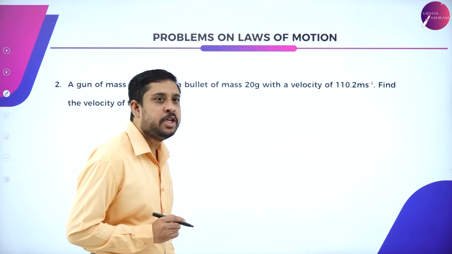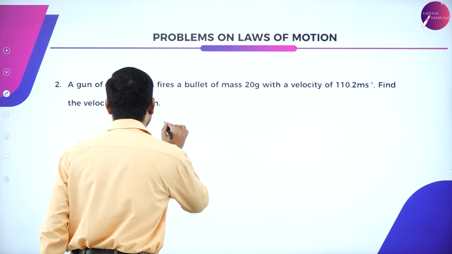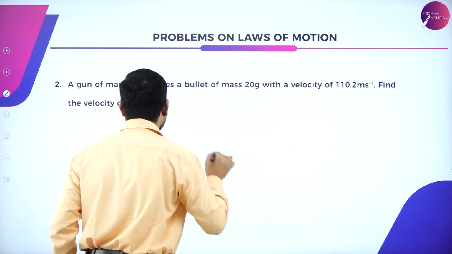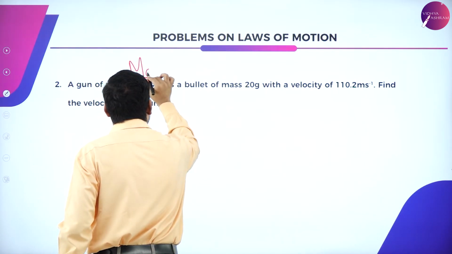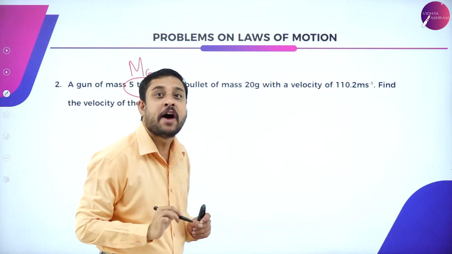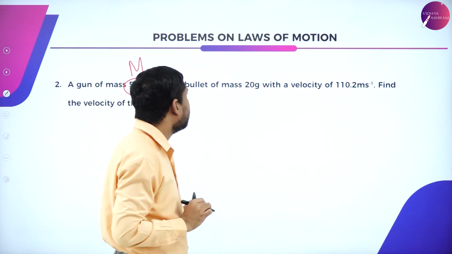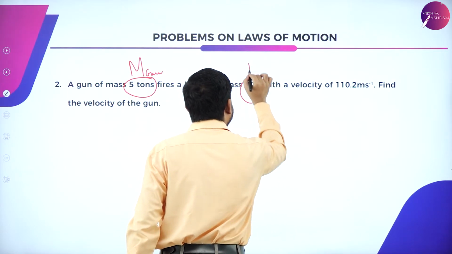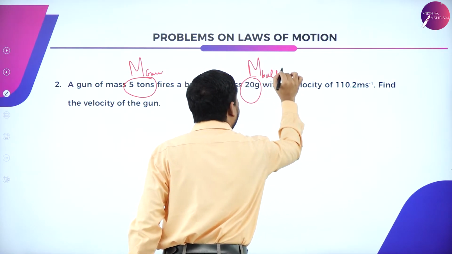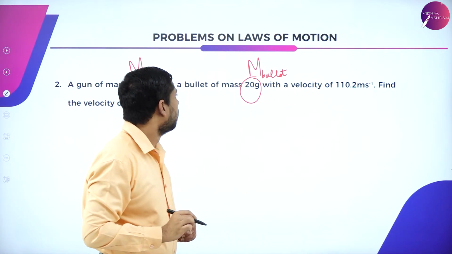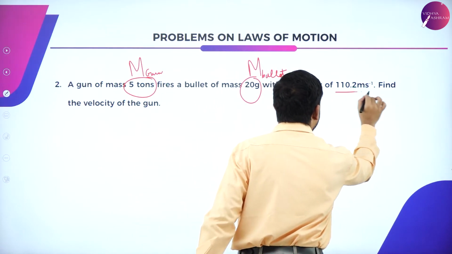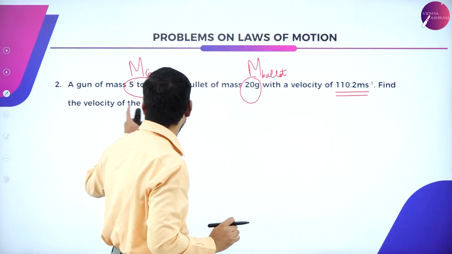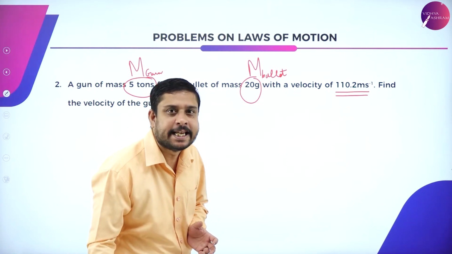The next one, a gun of mass 5 tons. So this is the mass of the gun, 5 tons. And a bullet of mass 20 grams. So this is the mass of the bullet with a velocity of 110.2 meter per second. Find the velocity of the gun.